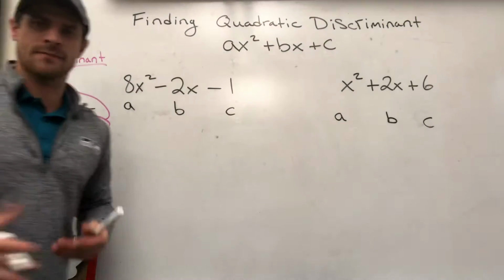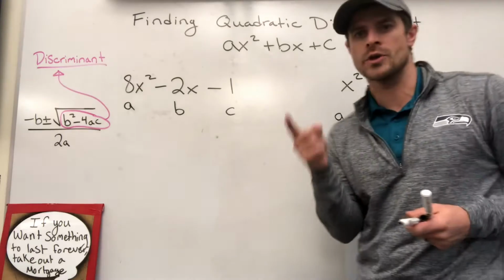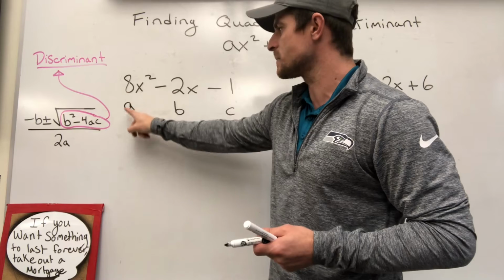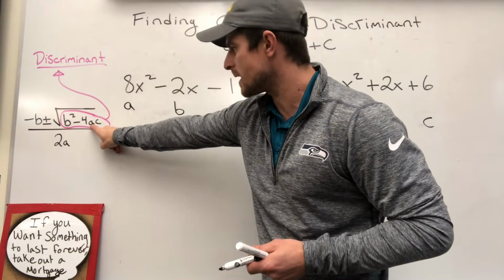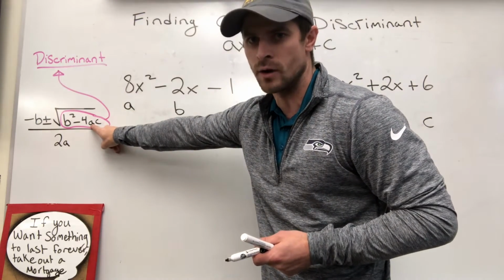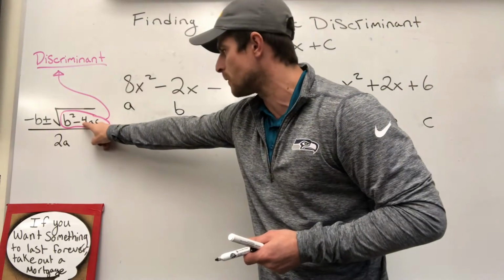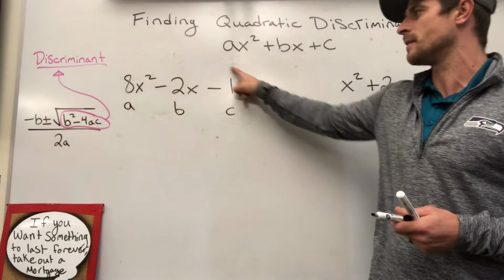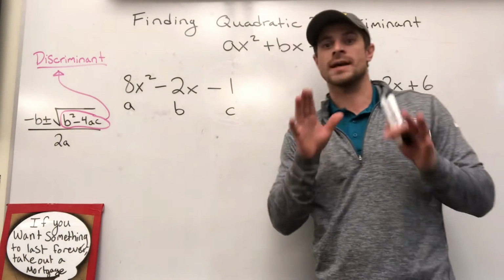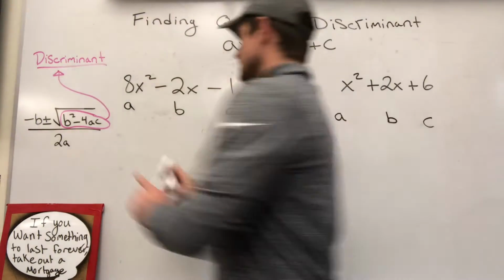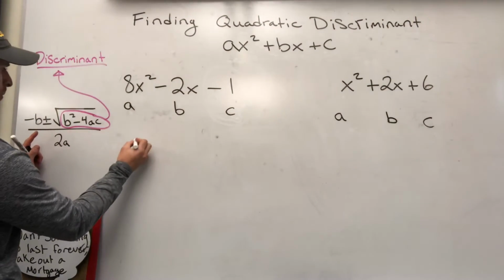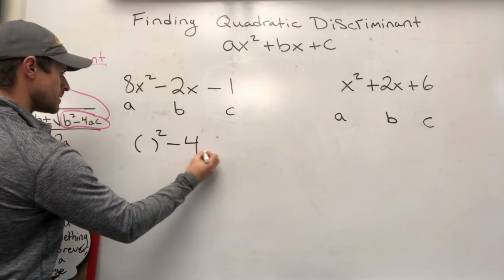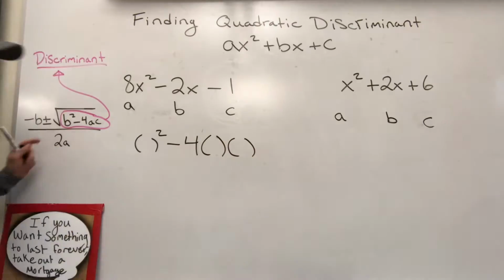Okay, so once we know that information, we just want to plug in the value or the coefficient in front of the variable. So in this case, 8 is my A. So I'm going to put an 8 right there in the discriminant next to the 4, meaning I'm going to need to multiply negative 4 times 8 times my C, which in this case is a negative 1. Okay, so what I encourage my students to do is this. Take the discriminant and put empty parentheses squared minus 4 times empty parentheses.